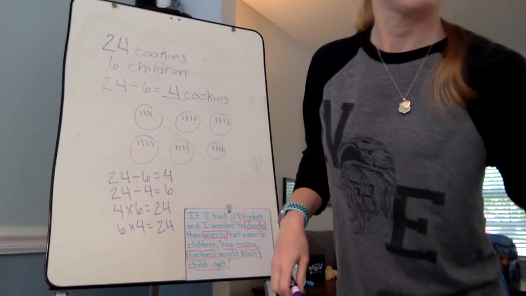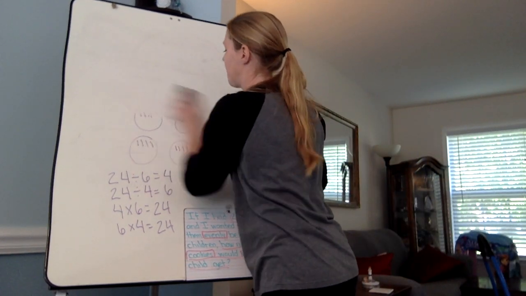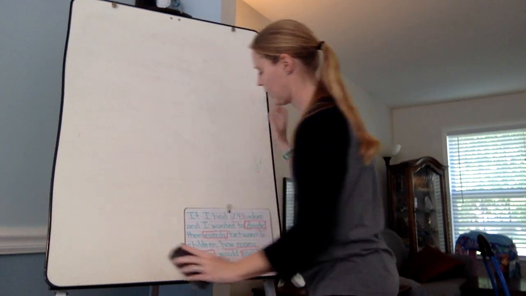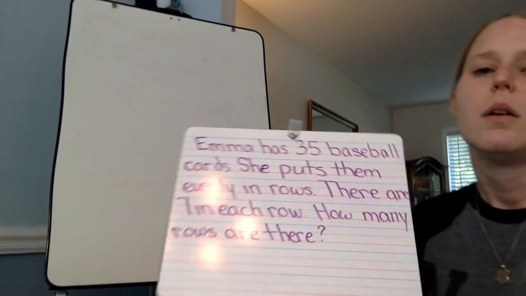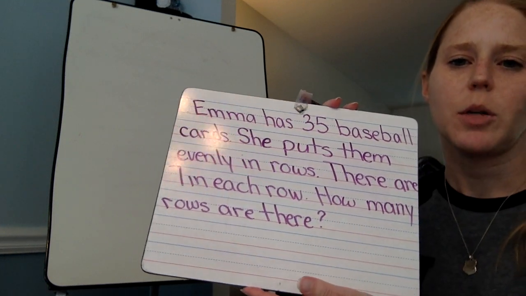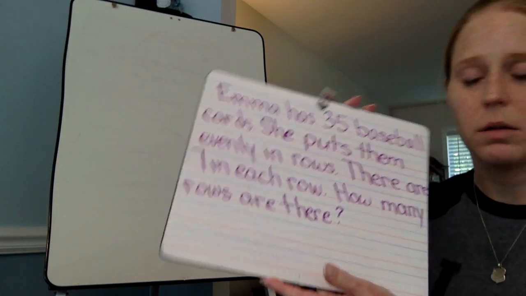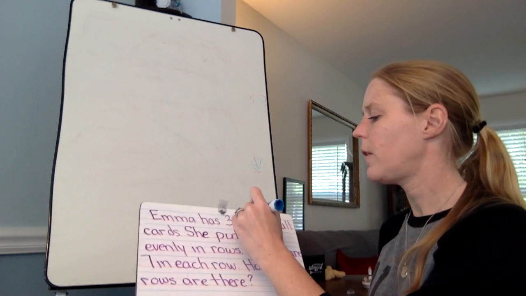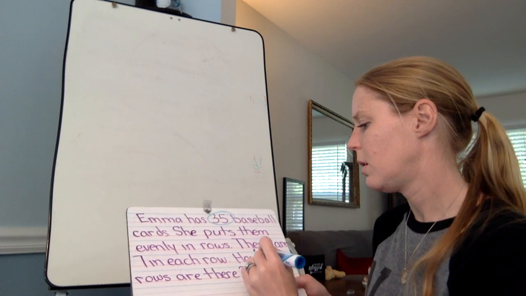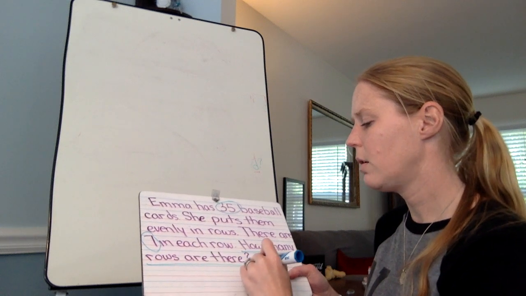All right, let's look at another one. Let me clear some space. Next one is about baseball cards. Emma has 35 baseball cards. She puts them evenly in rows. There are 7 in each row. How many rows are there? So let's circle 35 baseball cards. 7 in each row. How many rows are there?